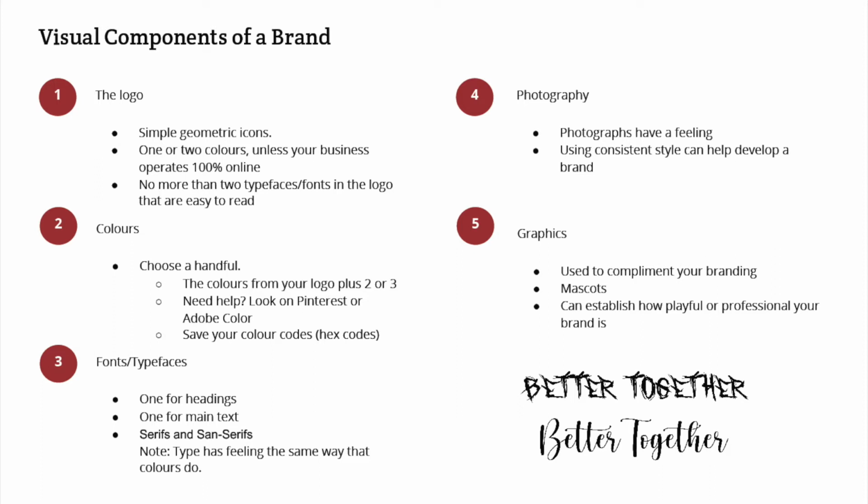The last visual component I want to talk about is graphics. What I mean when I say graphics is basically all other visuals you use within your content. A certain illustration style, shapes, or icons can help complement your branding. Mascots like the Geico Gecko can serve as a fun way to reach out to clients, though they may not be appropriate for every brand. Remaining consistent with your graphic style is a great way to establish how playful or professional your brand is.